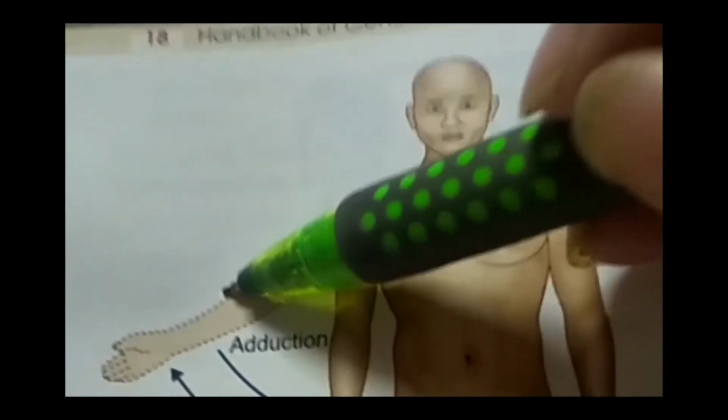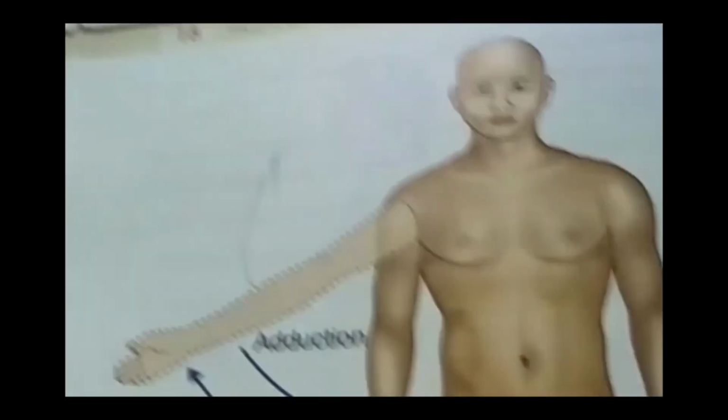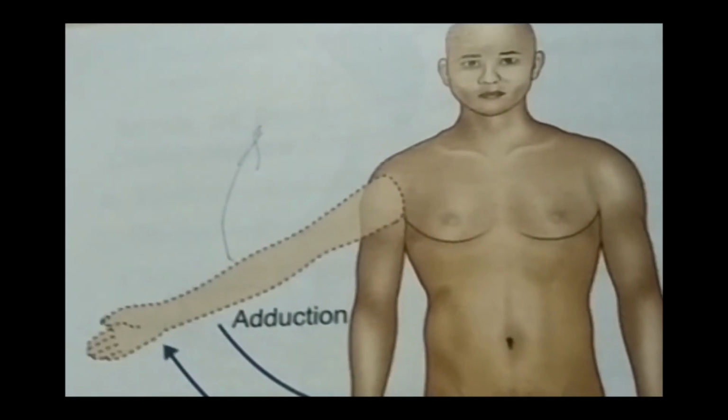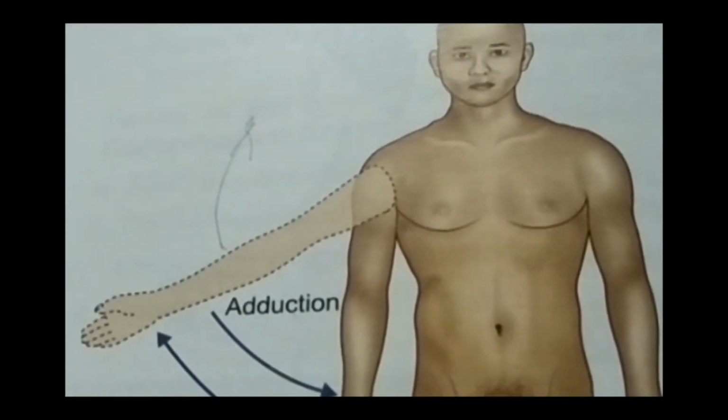So this is abduction, and beyond 90 degrees is overhead abduction of the shoulder joint, which is performed by the serratus anterior muscle with the help of the trapezius.